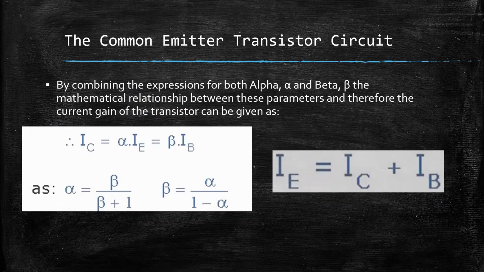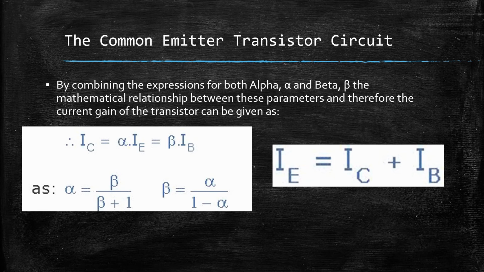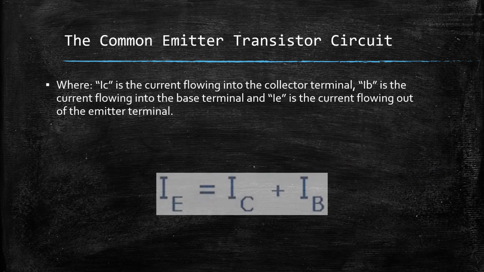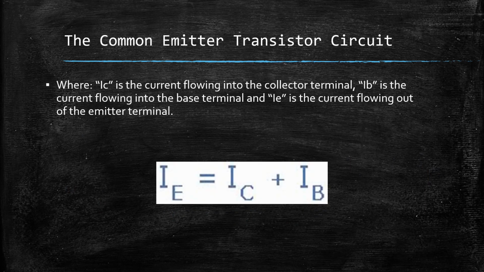By combining the expressions for both alpha and beta, the mathematical relationship between these parameters, and therefore the current gain of the transistor, can be given as, where IC is the current flowing into the collector terminal, IB is the current flowing into the base terminal, and IE is the current flowing out of the emitter terminal.